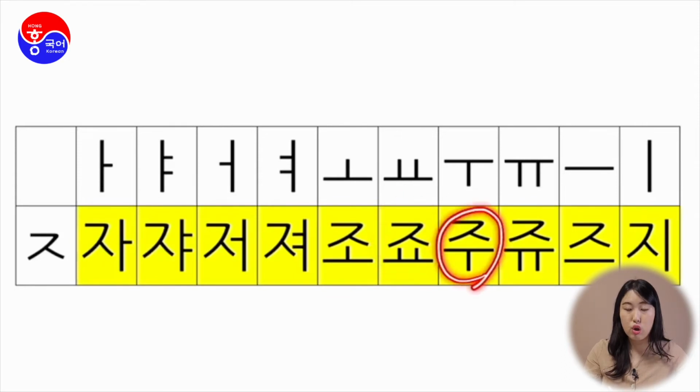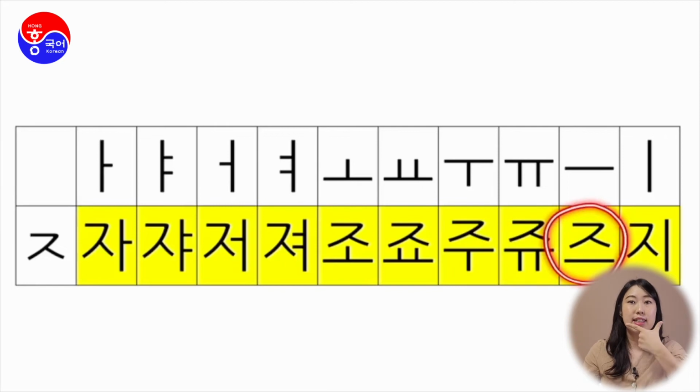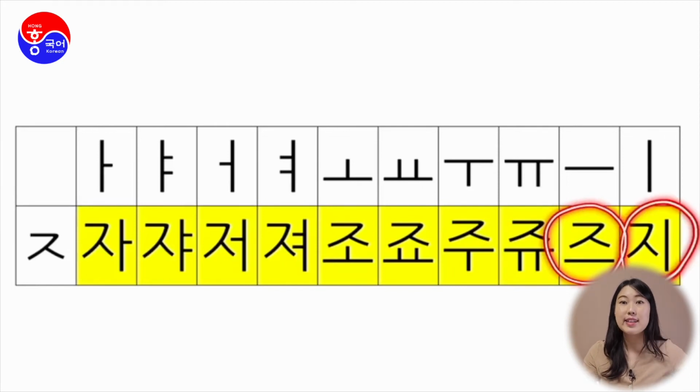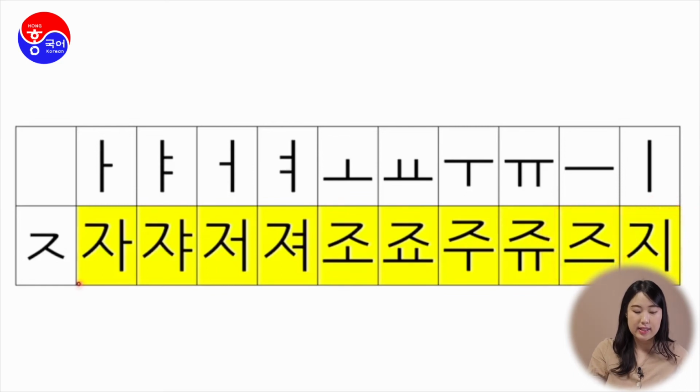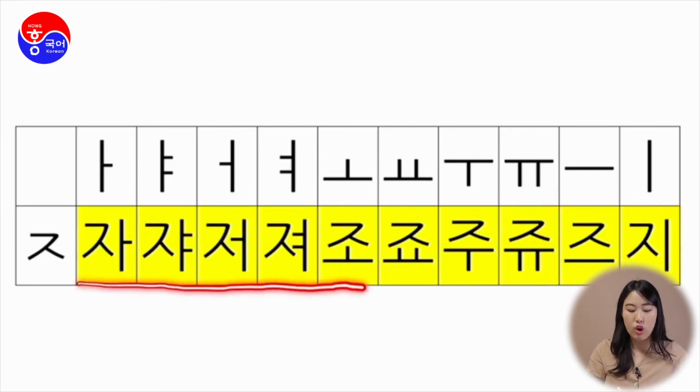주, 주, 주. 즈, 즈, 지, 지. 자자, 저저, 조조, 주주, 즈지.